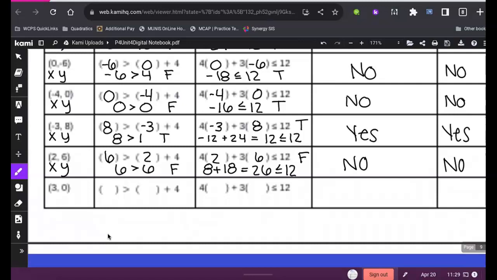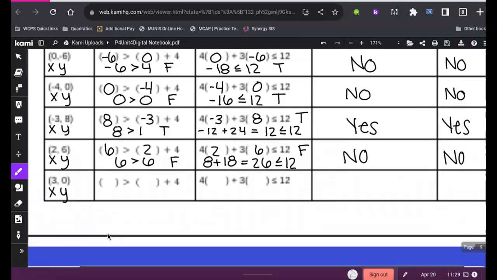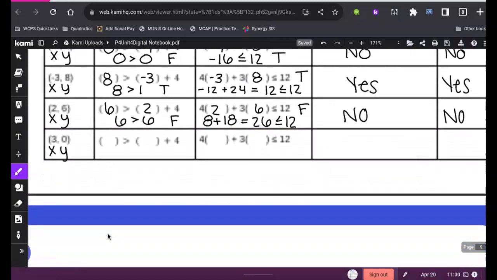The last coordinate that we have to check is 3, 0. So the x is 3, the y is 0. We have 0 is greater than 3 plus 4, which 0 is not greater than 7. That's automatically a false. We still have to check the second inequality. 4 times 3 is 12. 12 is less than or equal to 12. Well, that's true. But no, it does not satisfy both inequalities. So no, it is not a solution.